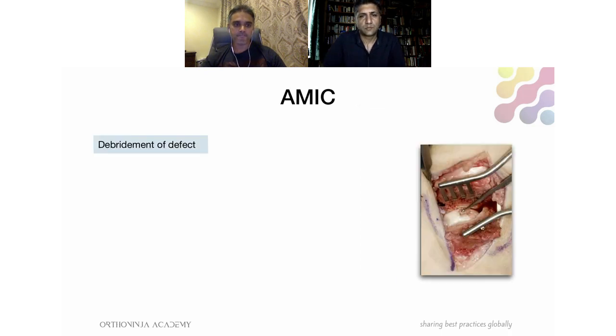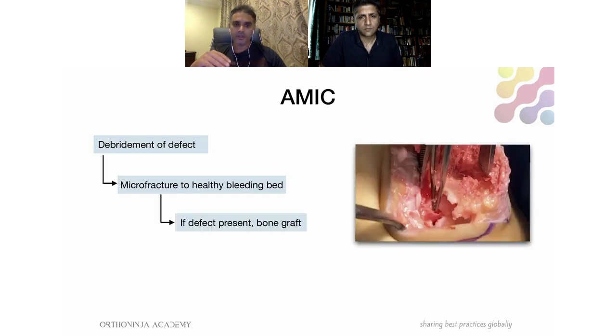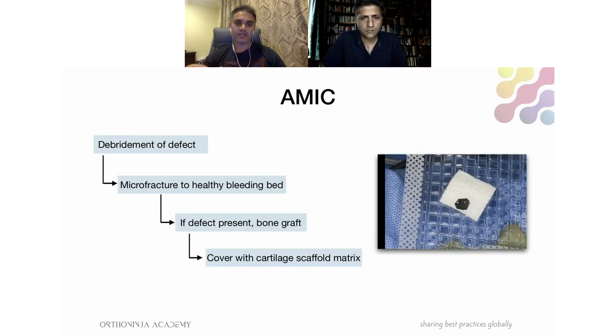Thanks. So I know there's a lot of confusion regarding AMIC and MACI and MAST and all sorts. So what is AMIC? When it boils down to this, your steps are: you debride the defect, you microfracture it to make that base bleed, you pack it with bone graft, and then you put a cartilage scaffold on top.